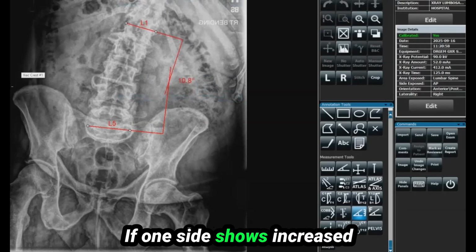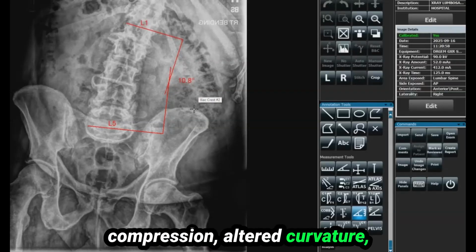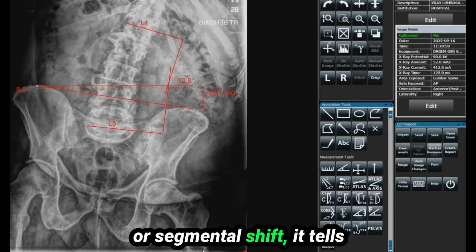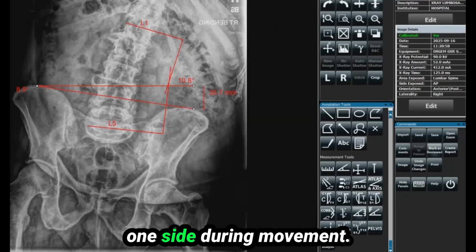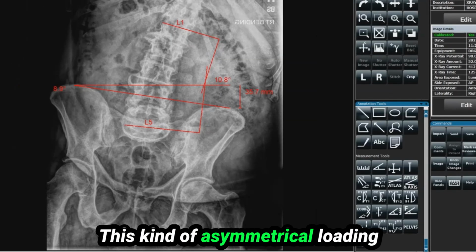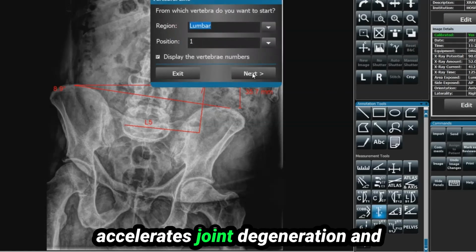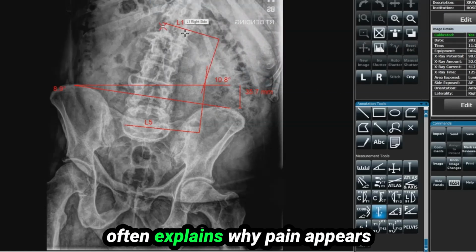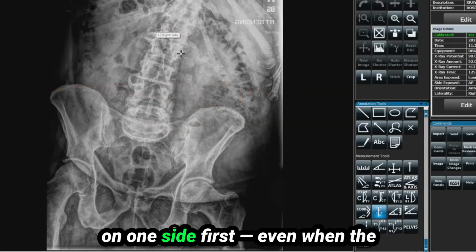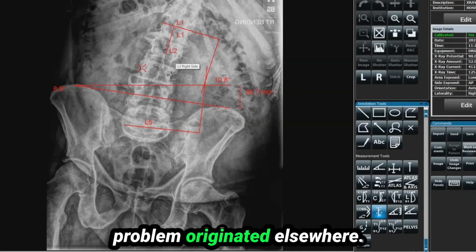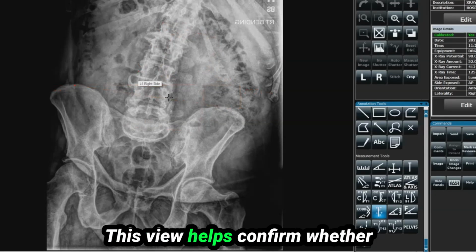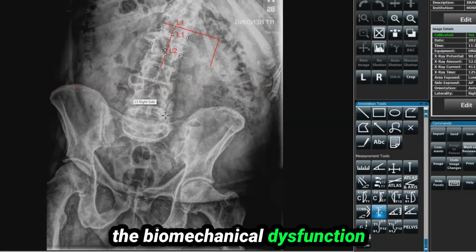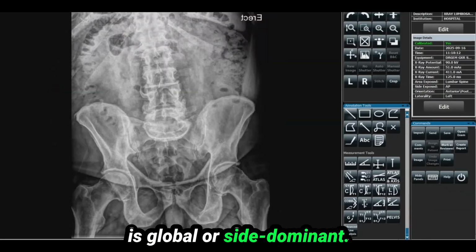If one side shows increased compression, altered curvature, or segmental shift, it tells me the body is favoring one side during movement. This kind of asymmetrical loading accelerates joint degeneration and often explains why pain appears on one side first, even when the problem originated elsewhere. This view helps confirm whether the biomechanical dysfunction is global or side-dominant.